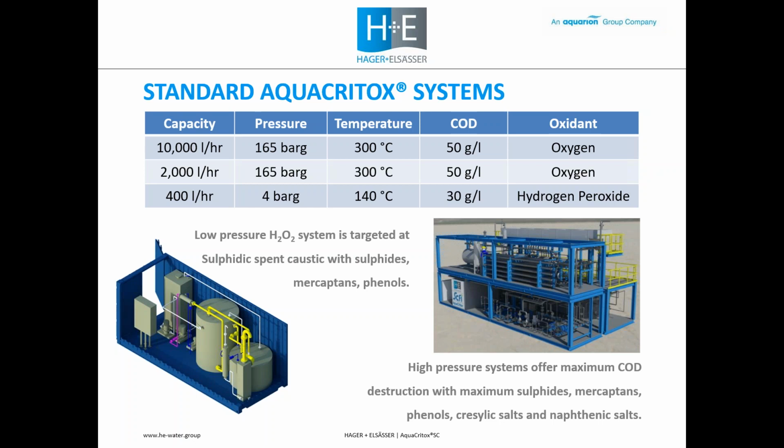And we have the smaller H unit, which is up to 400 litres an hour. The pressure is lower in this system, and the temperature is lower. But for the oxidation of sulfidic spent caustic, this is ideal for high levels of destruction of those compounds. The COD limit for this package is 30 grams per litre.